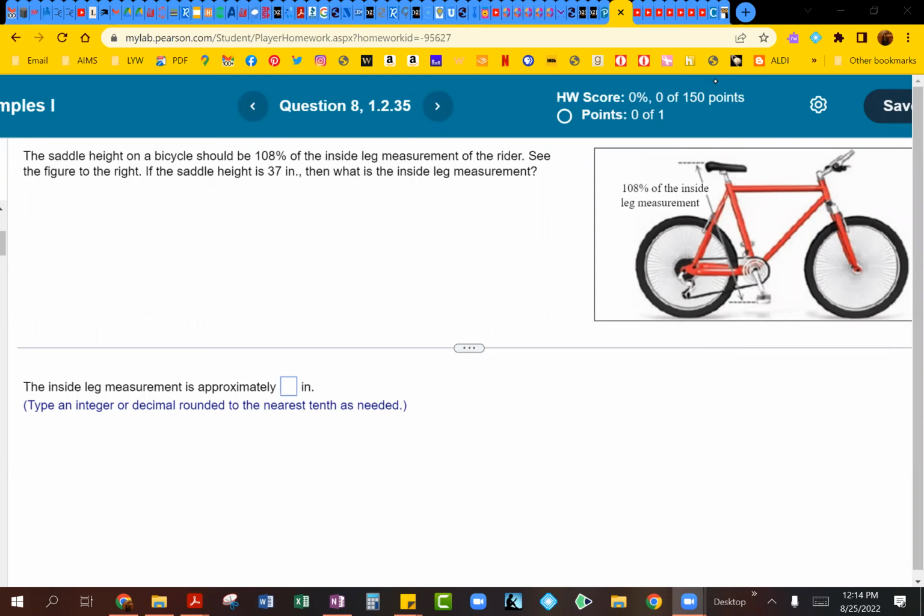Okay, so let's first come up with our variables. Now you can obviously use X and Y as your generic variables, or since we're talking about saddle height here, we can say the height is going to be H. And then they're telling us the inside leg measurement is what we're trying to find, so we'll call that L. The saddle height is 108, not 1008, 108% of the inside leg measurement.